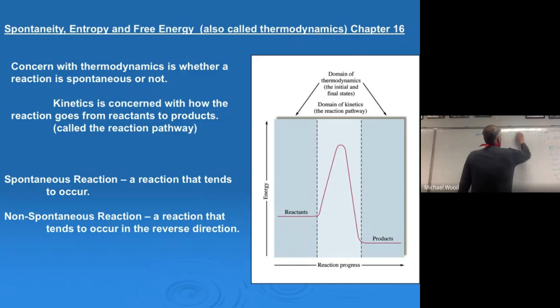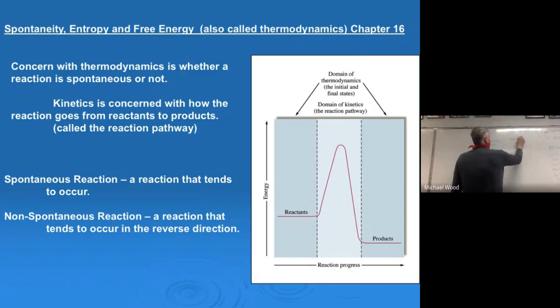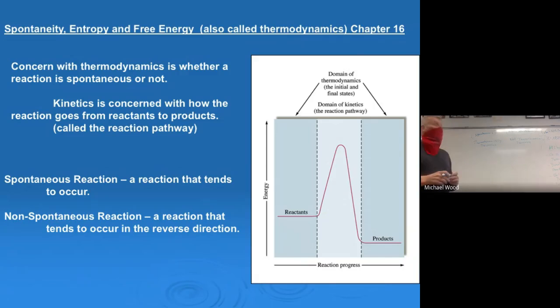And what AP is going to use, the College Board, 2 weeks from tomorrow when you take the test, they're not going to say spontaneous. They're going to say thermodynamically favorable. So you want to make sure you're ready for that when you take the AP test. And this, they would say not thermodynamically favorable. That's the main overall thing.